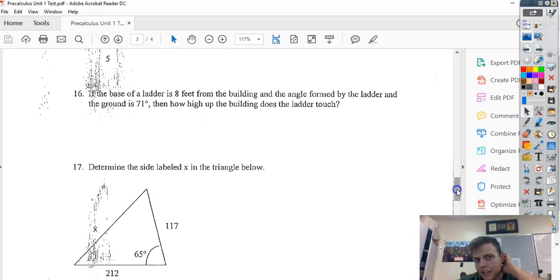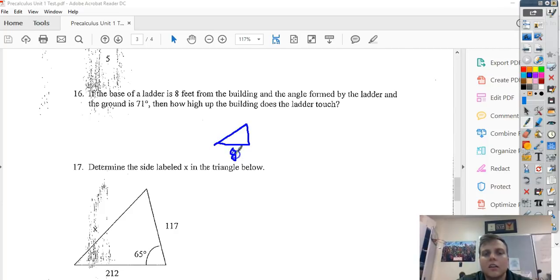Problem 16. If the base of the ladder is 8 feet from the building and the angle formed by the ladder on the ground is 71 degrees, then how high up does the building does the ladder touch? Okay, so it says the base of a ladder is 8 feet away. It's a right triangle. It says the angle formed by the ladder and the ground, so that's right here, is 71. So that's right there. How high up does the building ladder touch? So that's x right there.